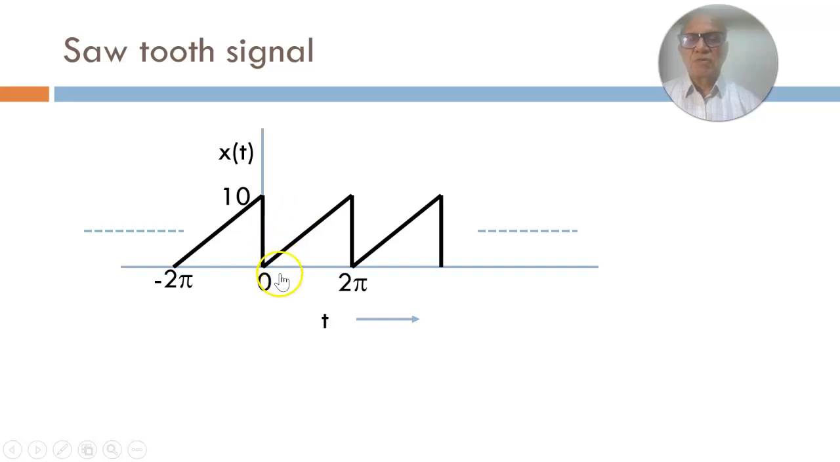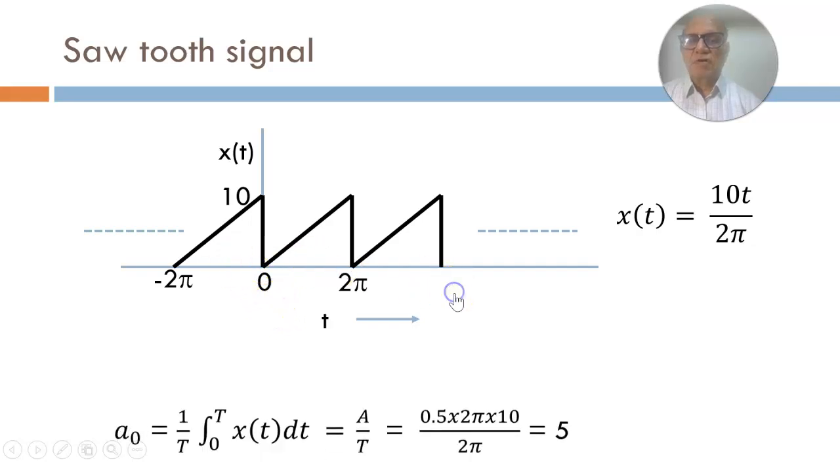In that case, first we write the equation for x(t) as a function of t, and the equation that we write is valid over one time period. So clearly it is an equation for a straight line, and the slope of this straight line will be 10 divided by 2 pi, and it is passing through the origin, so clearly there will be no intercept. Therefore the equation for x(t) is 10 by 2 pi, that is the slope, multiplied by t, that is time.